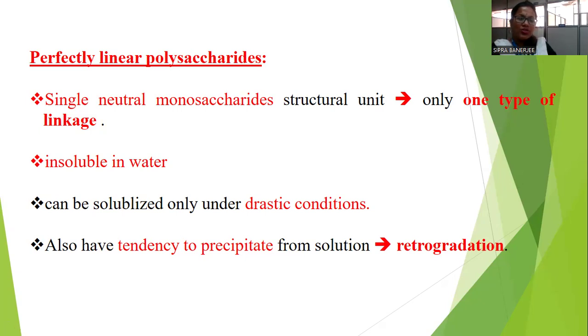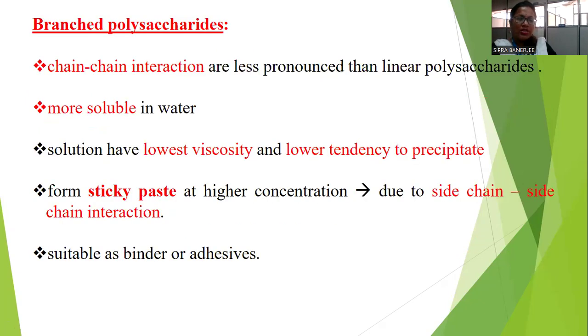Now there are different branched polysaccharides also. Due to the change in interaction, they are more soluble in water. They have low viscosity and a lower tendency to precipitate, and they form a sticky paste at higher concentration, because if you make a paste of water and rice, you can see a sticky paste will be there. Due to the side chain interaction, they are suitable as a binder or adhesive, for example in tablets, in capsules, or as excipients in different drugs also.